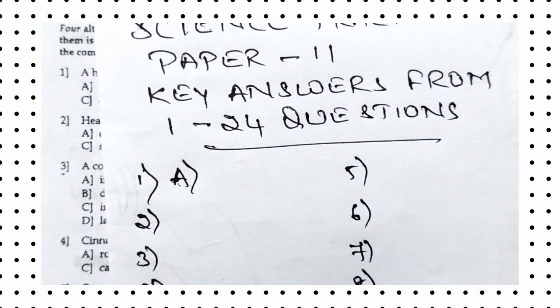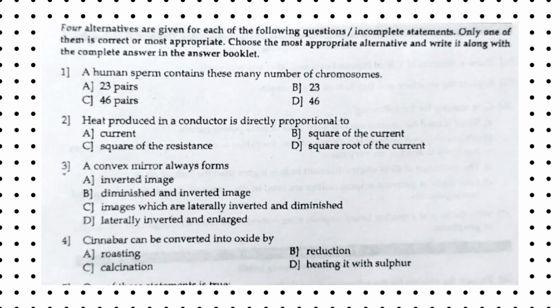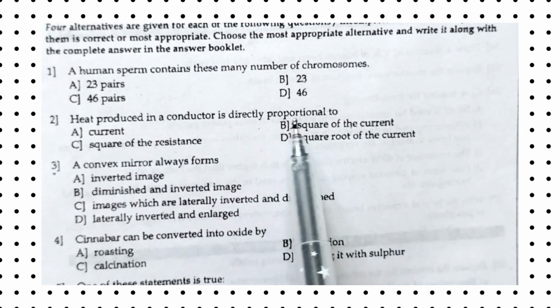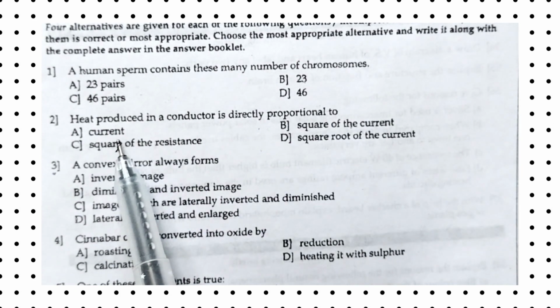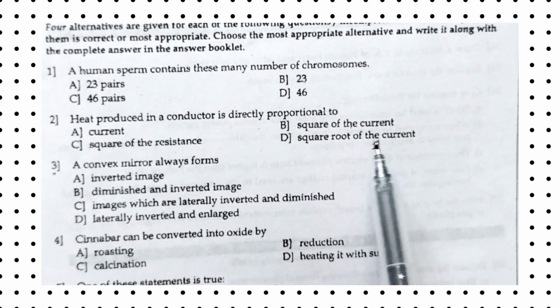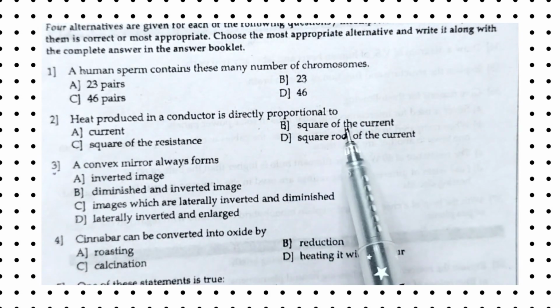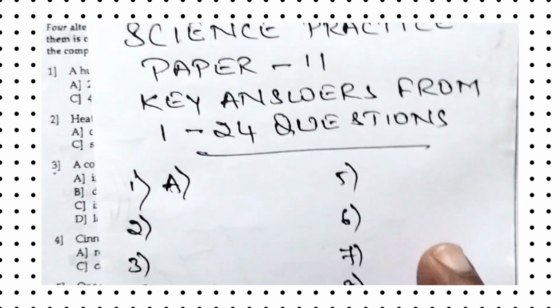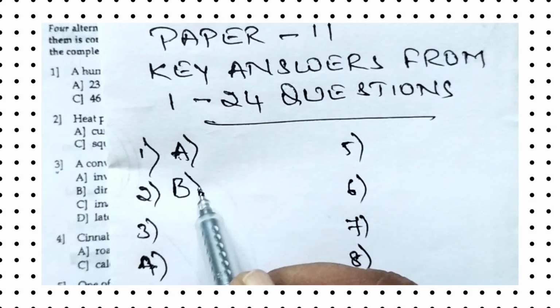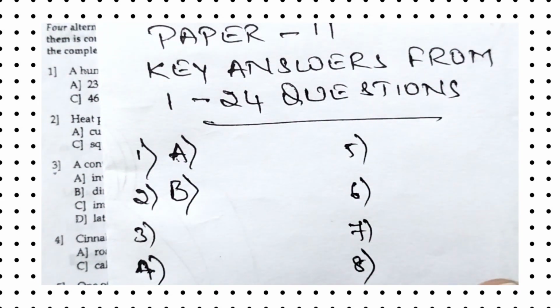option A, 23 pairs. Then coming to the second question, heat produced in a conductor is directly proportional to current, square of the current, square of the resistance, square root of the current. So the right answer for the second question is option B, square of the current. This is called Joule's law. So for the second question, the right answer is option B.